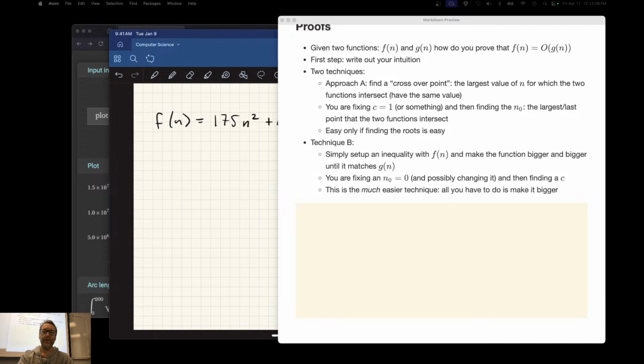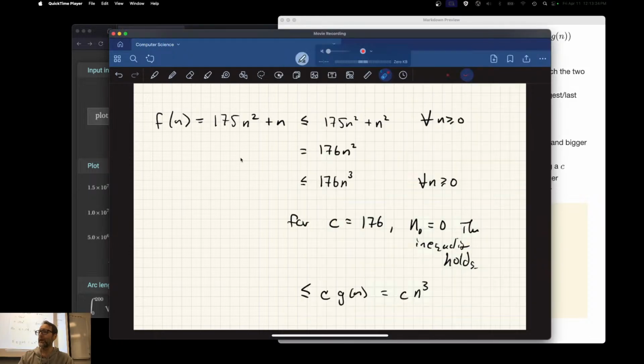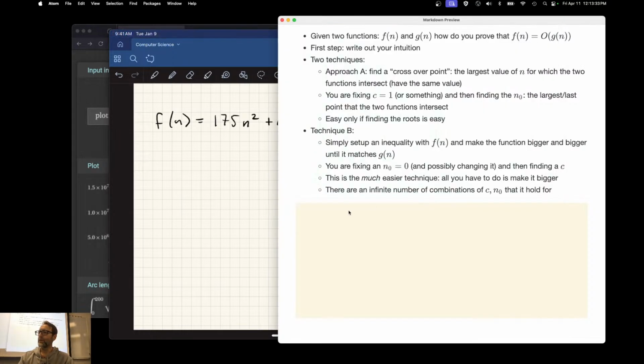In fact, there are an infinite number of combinations of C, comma, n naught that it will hold for. For example, I got my C here to be 176. It's also true for 200. It's also true for 201 and 203, right? Et cetera, et cetera. So there are an infinite number of pairs.